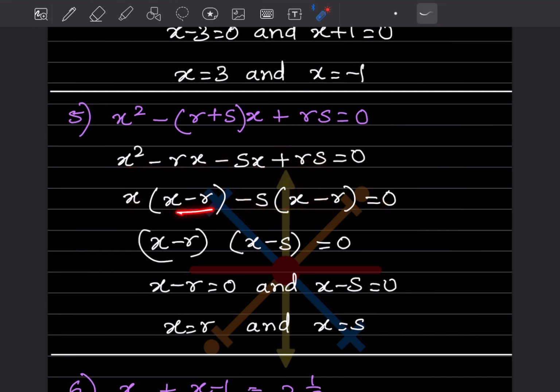Now you can see the bracket is the same. So you write it only once. Outside the bracket is equal to 0. So x minus r is equal to 0, and x minus s is equal to 0. So this you take here, x is equal to r, and x is equal to s.